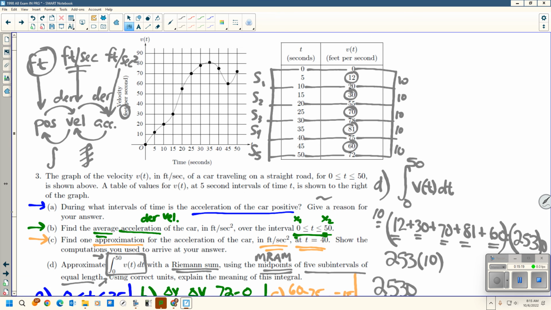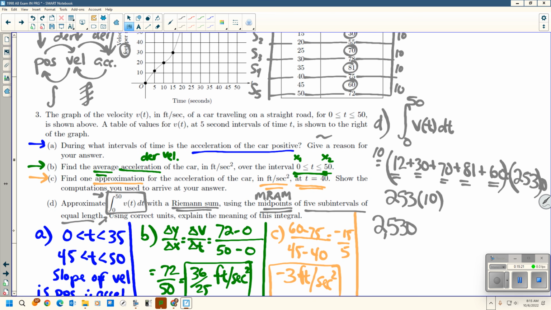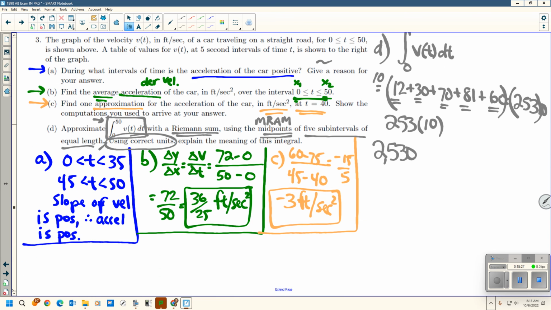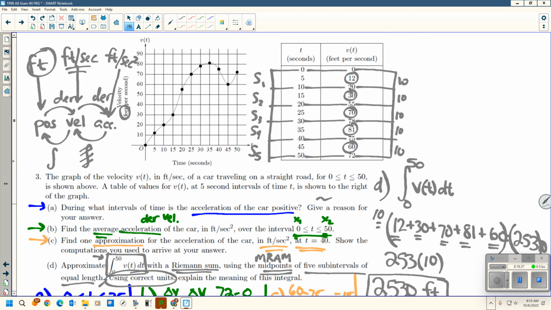So we need to put the right units. It says so right there in the problem. So let's put 2,530 feet. But then it tells us one more thing. Explain the meaning of this integral. Well, first of all, what does the graph show us again? It's a car traveling on a straight road.